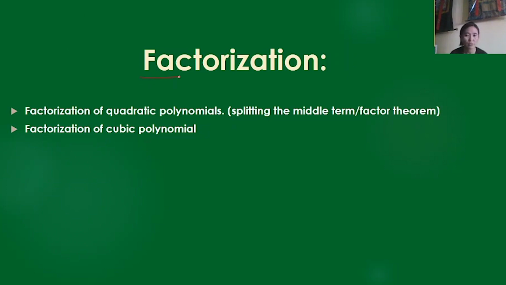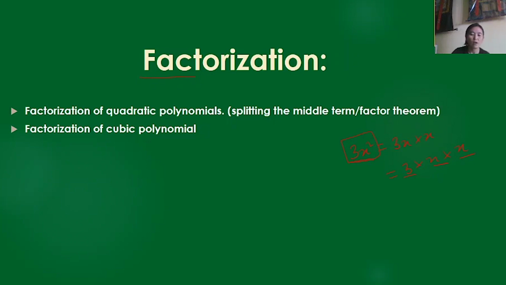Factorization means expressing the given polynomial as a product of its factors. For example, if I write 3x square, 3x square can be written as 3x into x, or it can be written as 3 into x into x. So these are the factors of the given polynomial or the monomial 3x square. This process is called factorization.